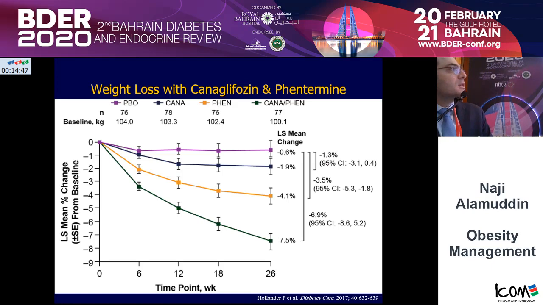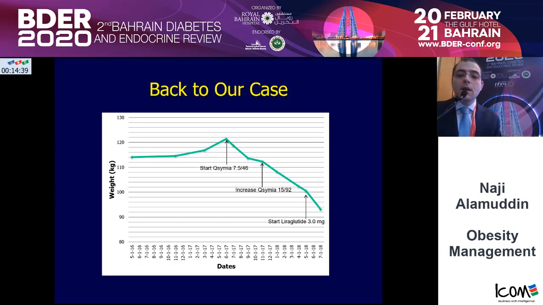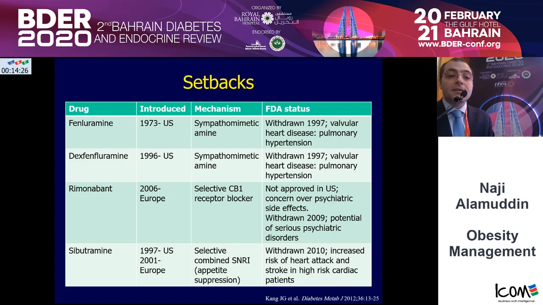Similarly, this is a study looking at canagliflozin and phentermine in non-diabetics. The combination produces more weight loss than each of these individually. So in my patient here, I added liraglutide after she plateaued, and she even lost more weight. So again, this is a success story. We've seen patients who don't lose weight, but the whole point is you can have significant impact.